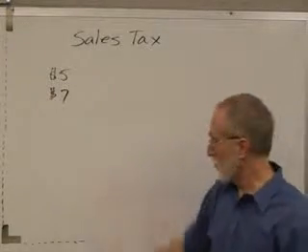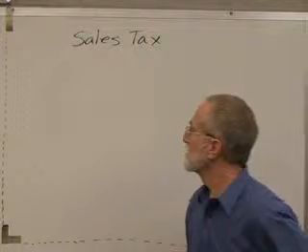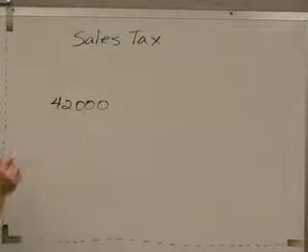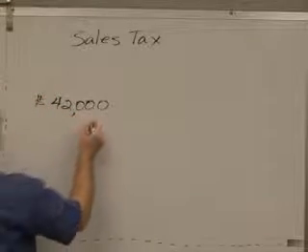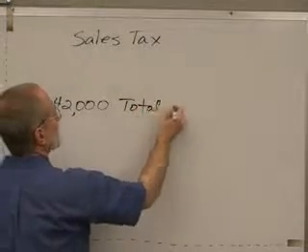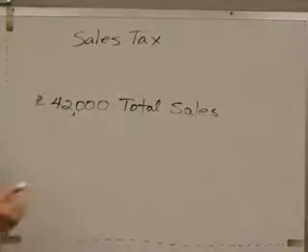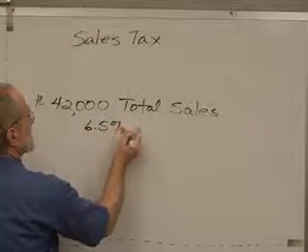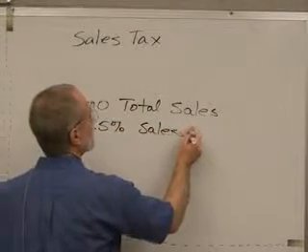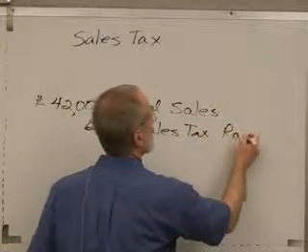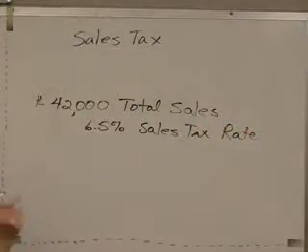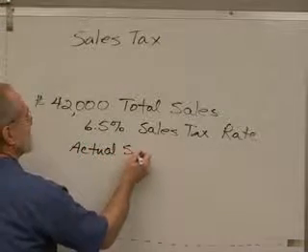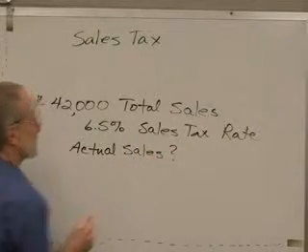So oftentimes at the end of the day, we might say, we had $42,000 in total sales, and that includes the sales tax. And let's say we had a 6.5% sales tax rate. And the question would be, what were the actual sales, not including the tax, the actual sales before tax?